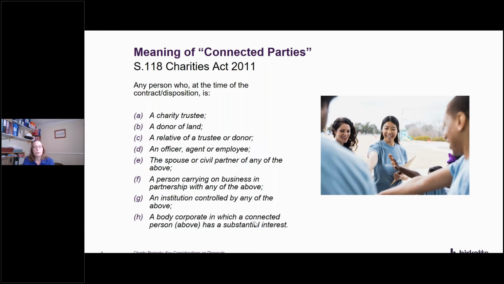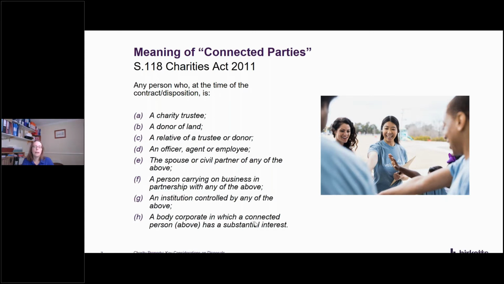So, default position, you may not dispose of a charity property unless you have an order of the court or the Charity Commission. Now, whenever you have a disposal to a connected party, and there is a list there of who those connected parties are, and you'll see that it's extremely broad, it's not possible to rely on the general exemptions, and we will have to go to the Charity Commission.